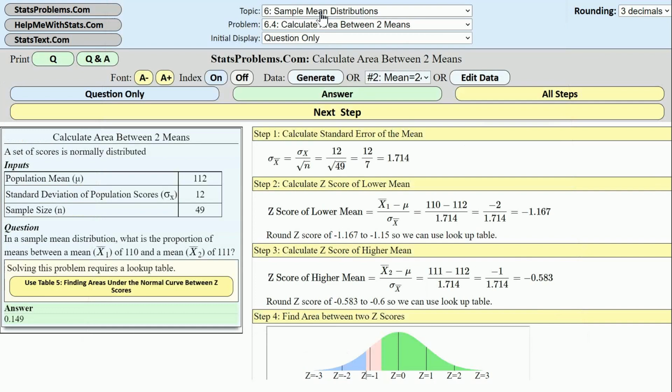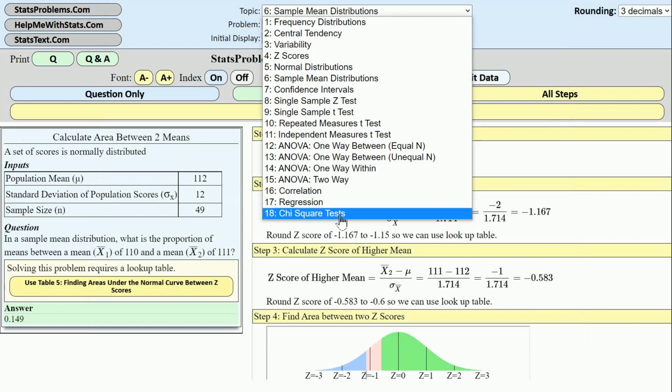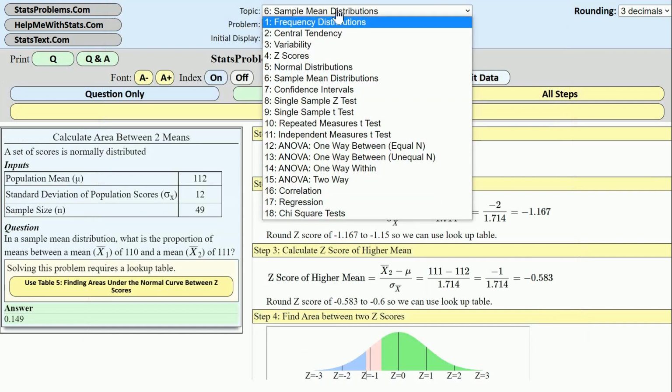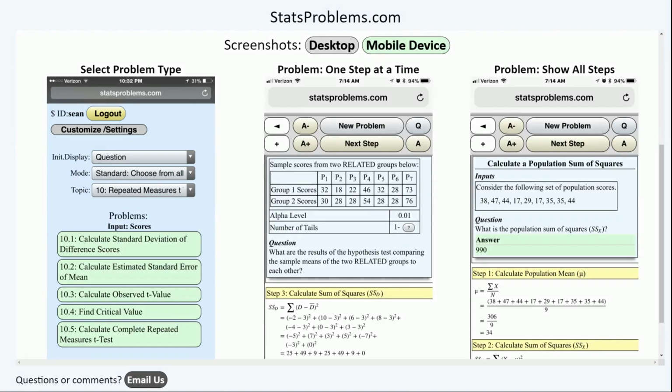The free website has statistical analyses in all of the most common areas in statistics. Statsproblems.com also has a mobile version so you can access the site from anywhere.